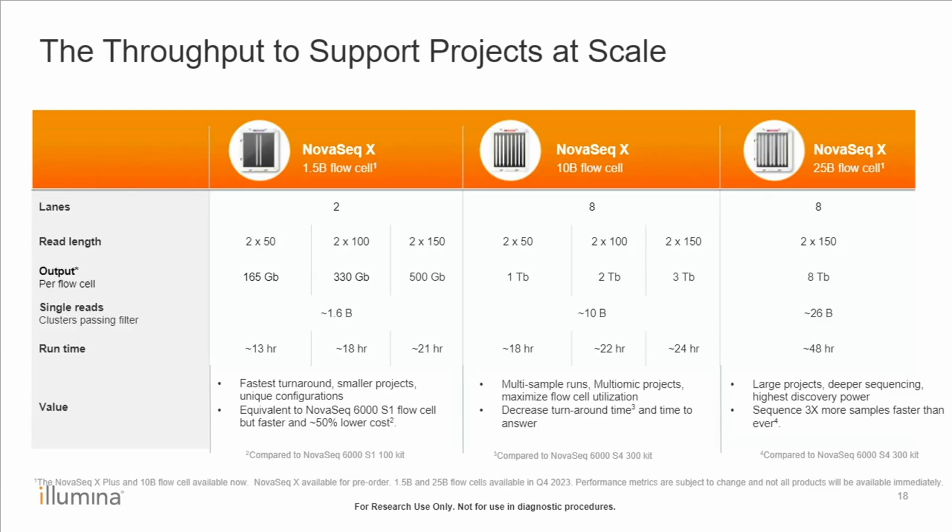We have kits for different read lengths and outputs to provide flexibility. Our 1.5B is ideal for smaller or pilot projects and fastest turnaround times, and it's a great entry point into high-throughput sequencing. The 8-lane 10B allows flexibility with multi-project runs and decreased turnaround times. And our 25B flow cell can sequence 3 times more samples than the 6000 in about 2 days. This opens up deeper sequencing and highest discovery power.